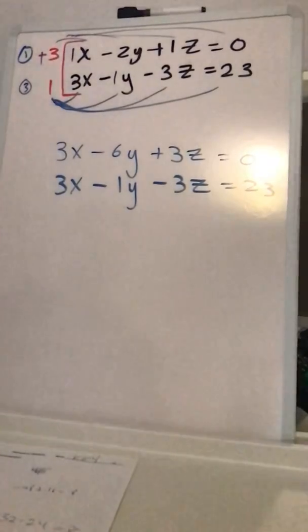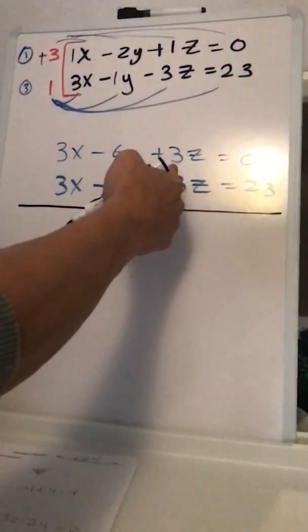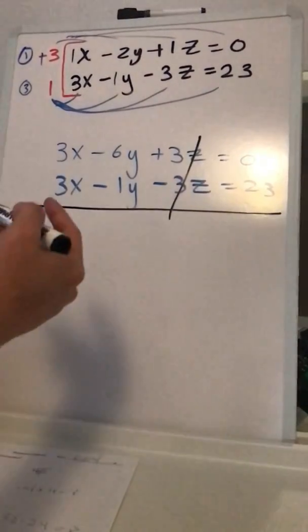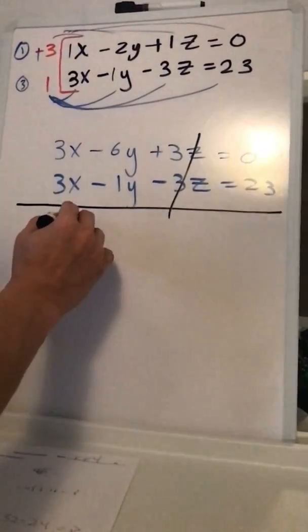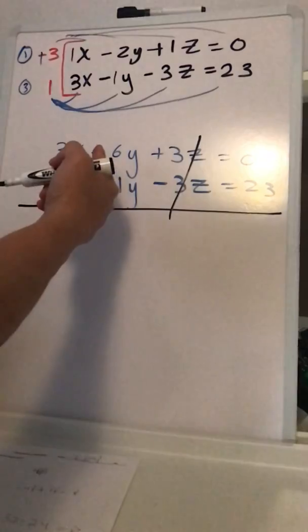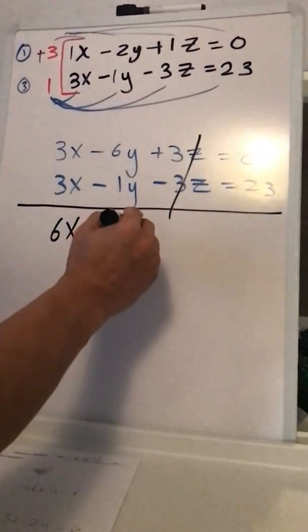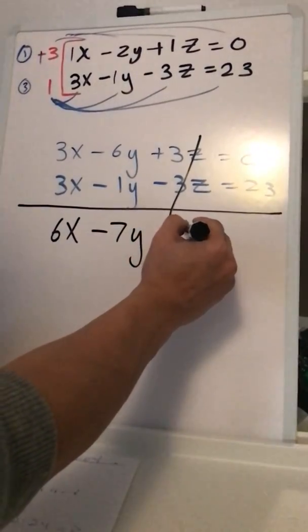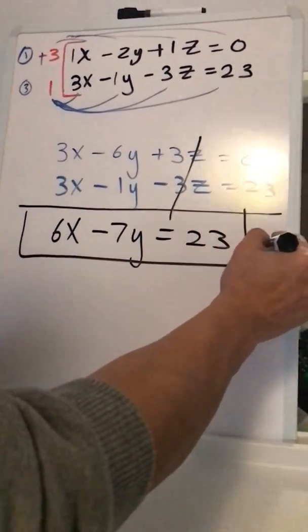My big addition line. Here's my good twin and bad twin now, and I'm just going to cancel them out and add up the rest. What's 3x plus 3x? It's 6x. What's -6y minus 1y? -7y. And then 0 plus 23 is 23. So here's my second star equation.